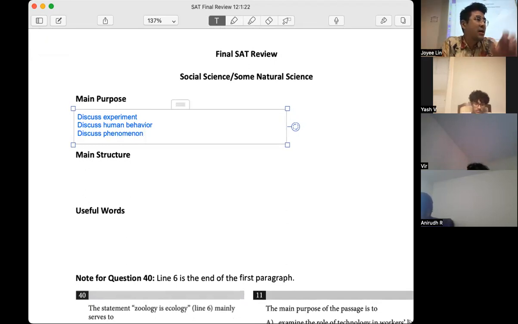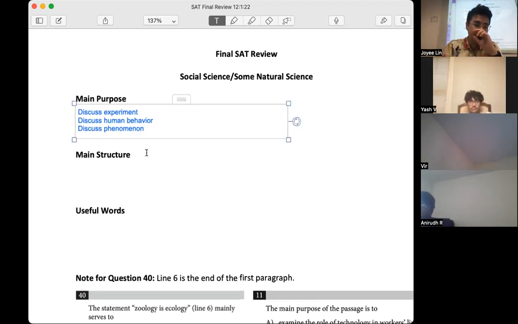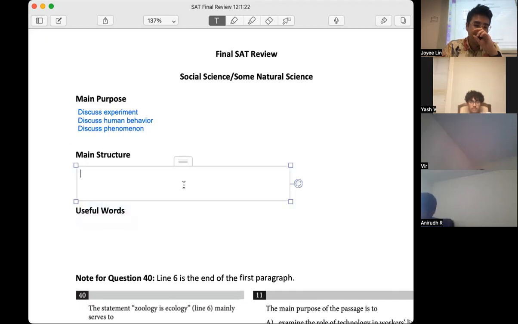All right, that's the broad word that the SAT uses to capture everything. Phenomenon could be an experiment, an event, or a relationship. What's the main structure of these types of things?